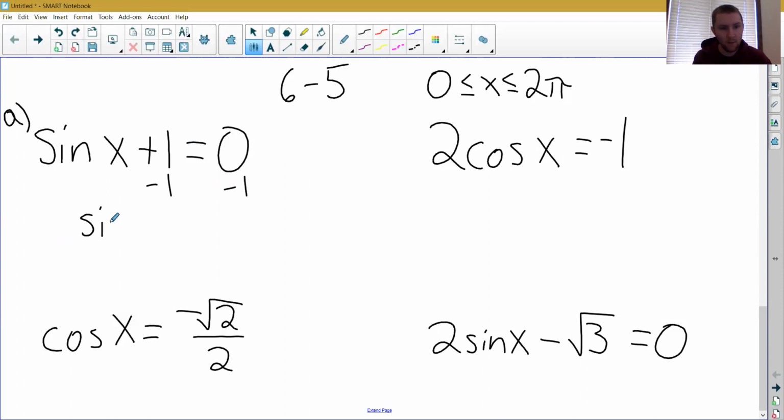What do I have left? On the left side, I just have sine x. On the right-hand side, I just have negative 1. Okay, sine x is equal to negative 1. So now that the trig stuff is by itself, just sine of x all alone, I'm going to use my unit circle, and I'm going to think, okay, where on my unit circle?